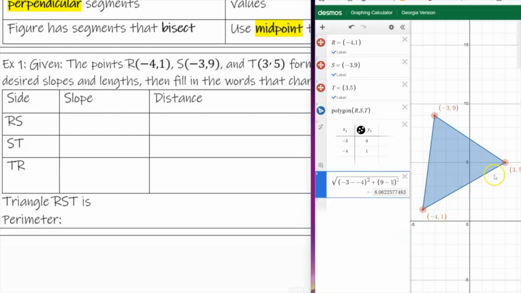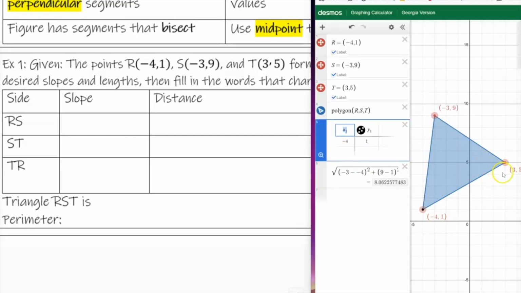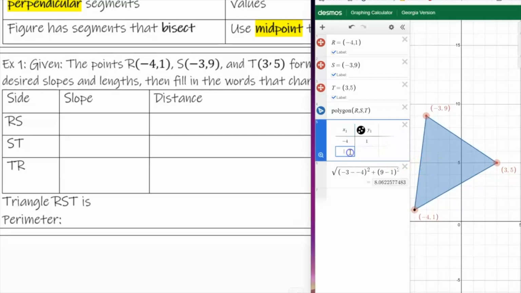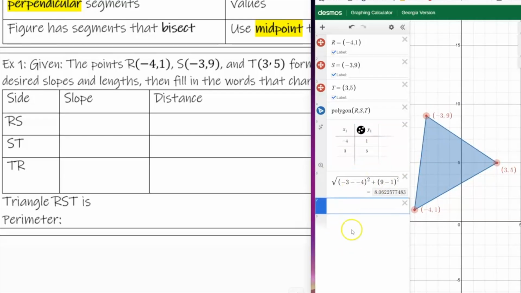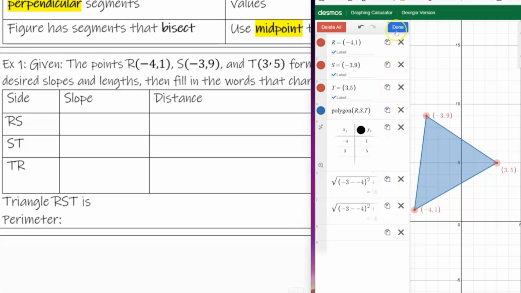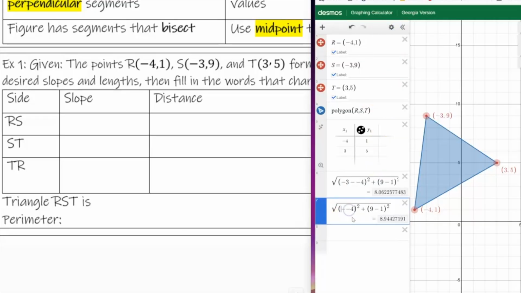Then I want from here to here. So -4, 1, I already have it. So I'm just going to delete this one. And I'm going to go, I want 3, 5. All right, so now I'm going to repeat the same thing, and I should have copied this formula the first time, but I'm going to go ahead and do it right now. So I'm going to hit copy, and then I'm just going to delete the x's and y's.